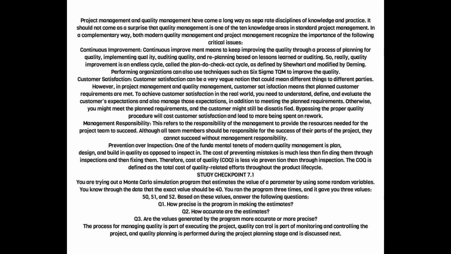Study Checkpoint 7.1. You are trying out a Monte Carlo simulation program that estimates the value of a parameter by using some random variables. You know through the data that the exact value should be 40. You ran the program 3 times, and it gave you 3 values, 50, 51, and 52. Based on these values, answer the following questions. Q1. How precise is the program in making the estimates? Q2. How accurate are the estimates? Q3. Are the values generated by the program more accurate or more precise?